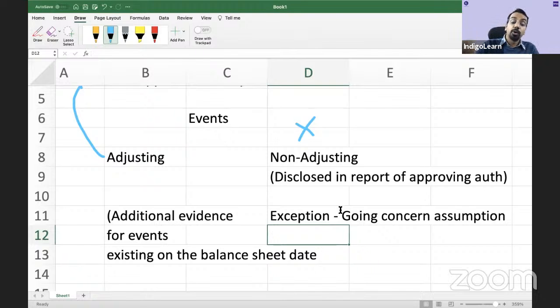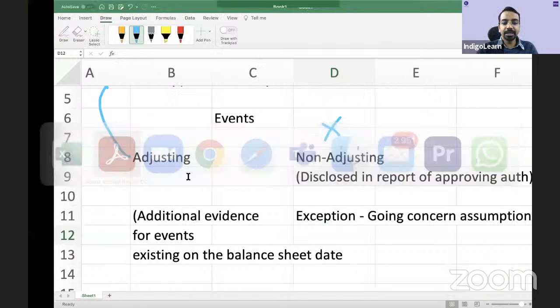Now, do we report all the non-adjusting events? See, after the balance sheet date, till the time the board of directors approve the financial statements, there will be lots and lots of events. Do we disclose all the events? You will only disclose material events which require attention of the users of the financial statements.